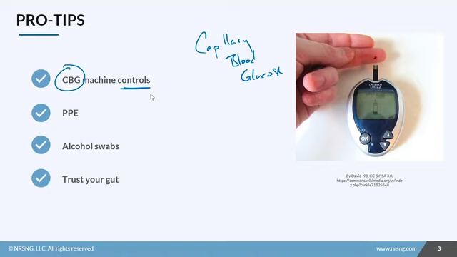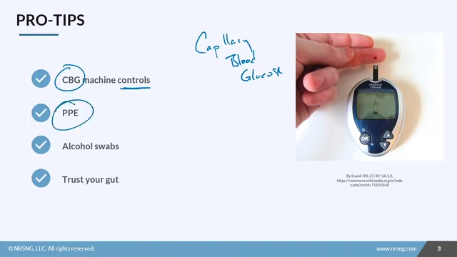So check with the manufacturer of the machine. Make sure that you're doing the controls per the manufacturer. Check with your facility to find out what the protocol is. Make sure that you're in compliance and make sure that you've been trained on how to use the machine. As long as all those things fall in order, your machine should work and you should be able to trust it.